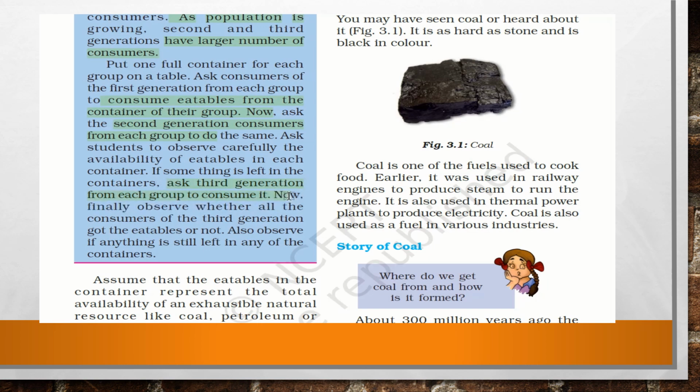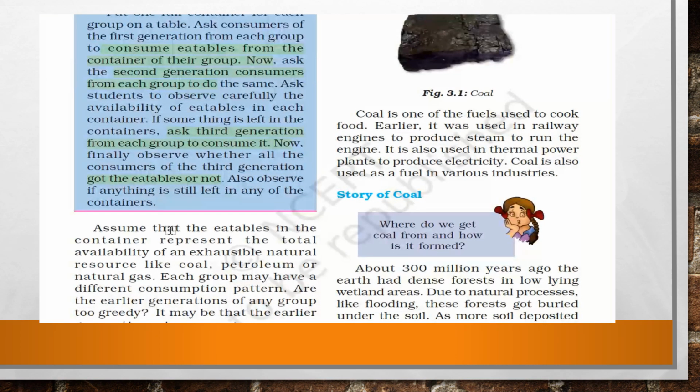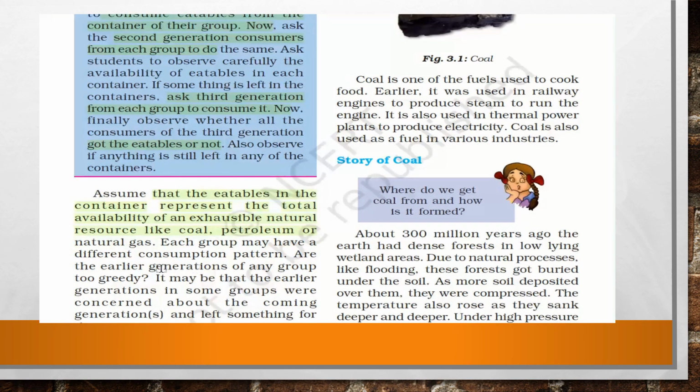whether the third generation consumers are having any eatables or not. So, we are going to observe, after consumption by the first generation and second generation, whether some food is left for the third generation or not. So, we are assuming that eatables in the container represent the total availability of an exhaustible natural resource like coal, petroleum and natural gas. Now, each group may have a different consumption pattern.